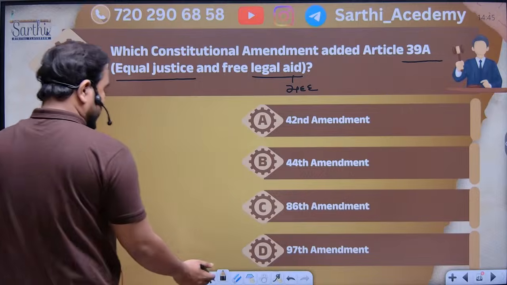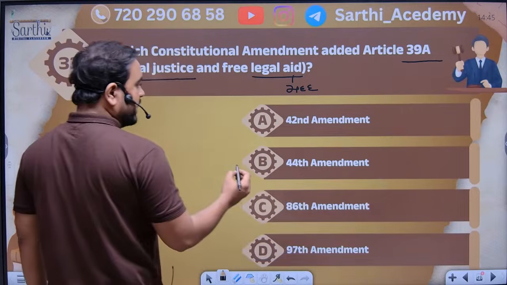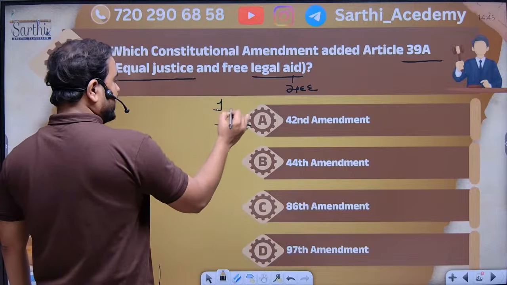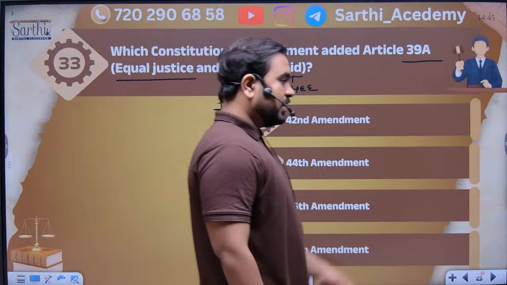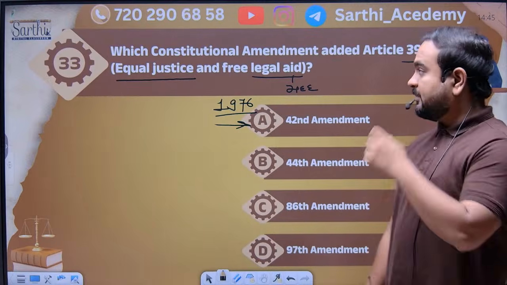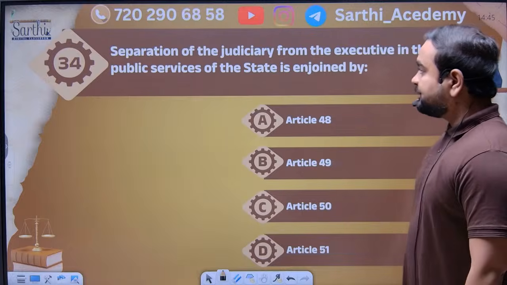See, it was added by the 42nd amendment, and this amendment was done in 1976. So this article was added by the 42nd amendment, 1976.